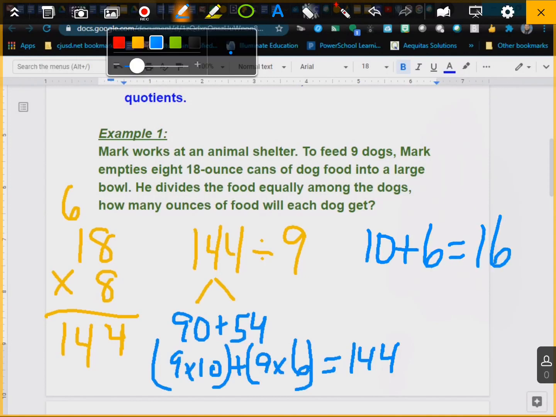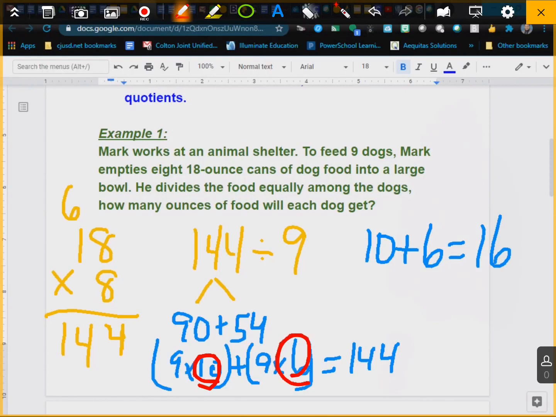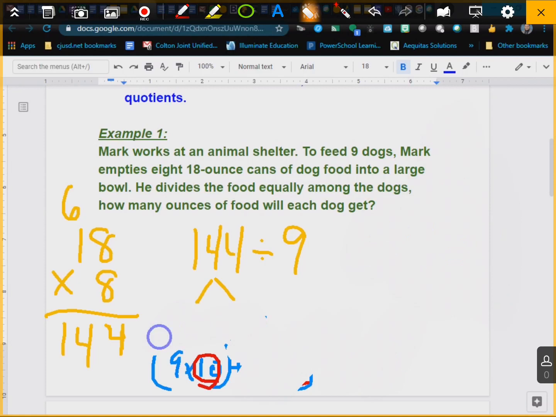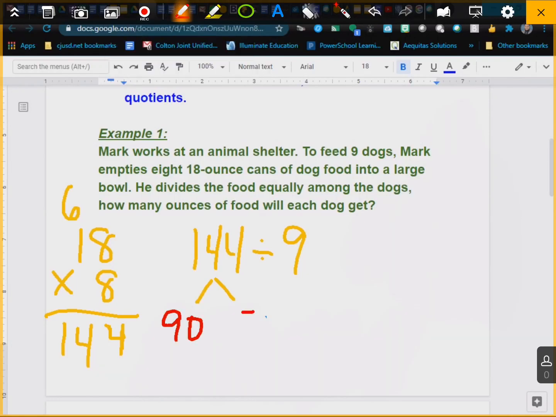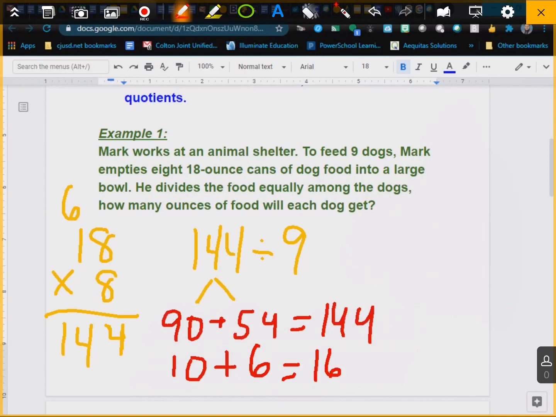Okay, so let me go over it one more time just for clarification. Okay, let me just go ahead and erase this and this and this. I needed to divide 144 by 9. I know 9 times 10 is going to be 90, and 9 times 6 is 54. 90 plus 54 is 144. Okay, and I multiplied 9 times 10 and 9 times 6. So I know 10 plus 6 is 16. Okay, because that's what I multiplied 9 by. Right, I had 10 and I had 6.